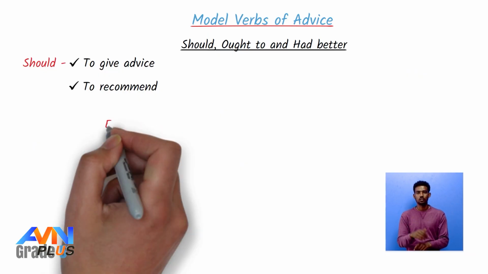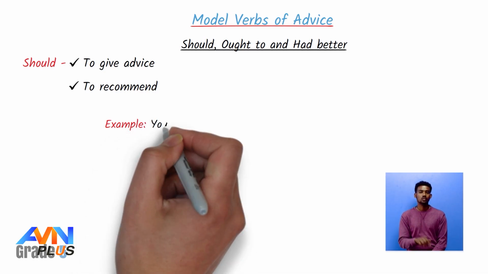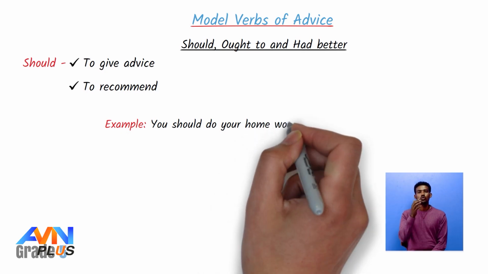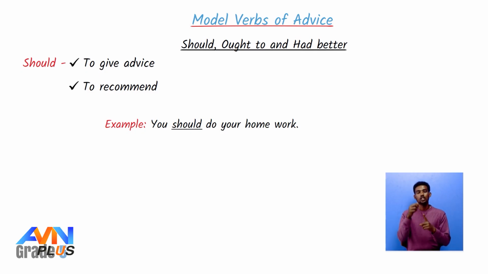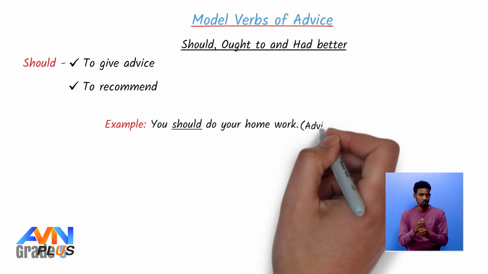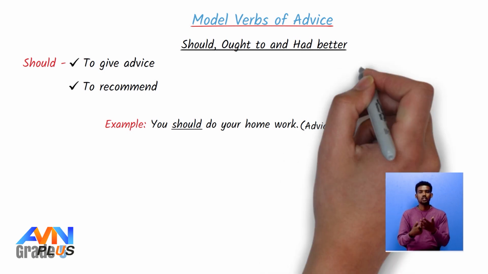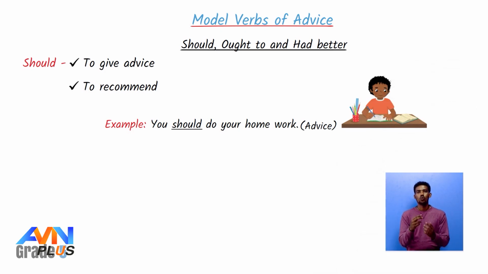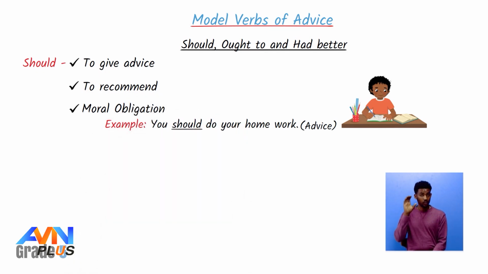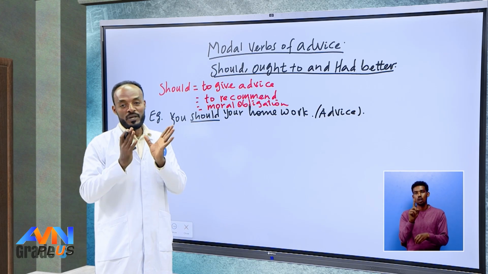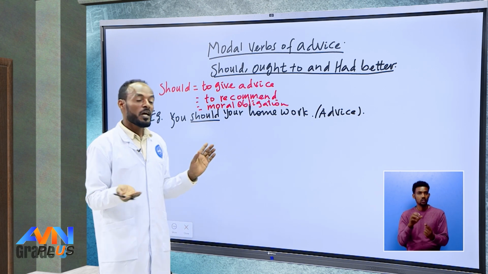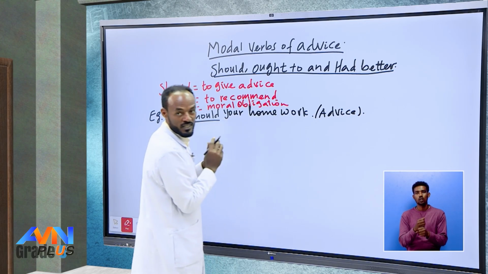Example: You should do your homework. Look, in this sentence, the word should is used. Is it clear? So, you should do your homework. This means advice. And sometimes this can also be used for what? Yes, for moral obligation. Do you know what obligation means? Students, when you want to advise someone, if the degree of your advice rises up, it can be changed into obligation. You should do your homework. It can be advice and also sometimes moral obligation.